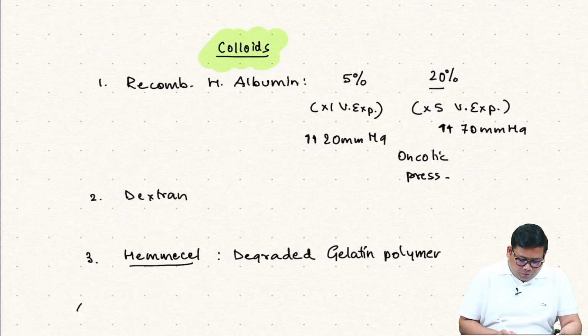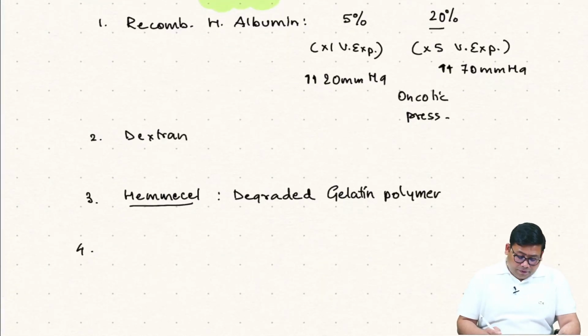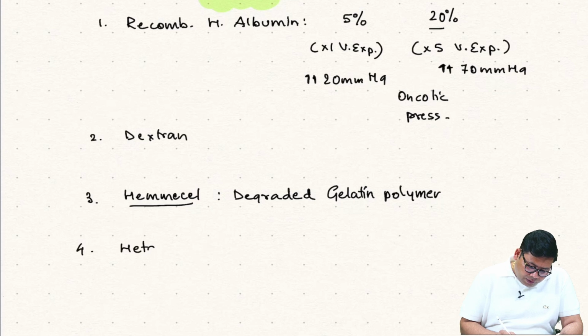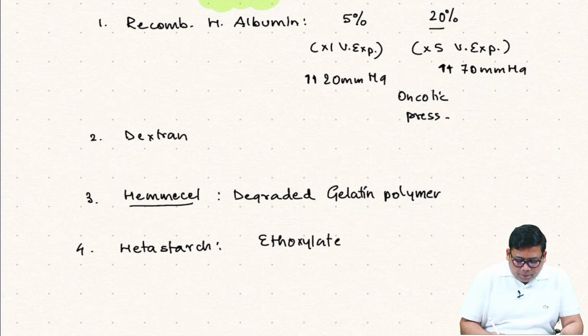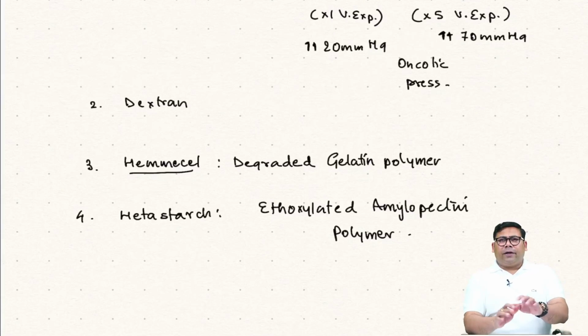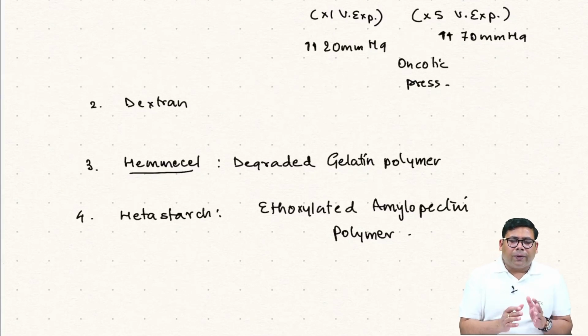And the next, the fourth that we understand, is hetastarch. So when you talk about hetastarch, it is an ethoxylated amylopectin polymer. This is very, very important, and I just tried to create a small topic so that you can understand the basics of the fluid.